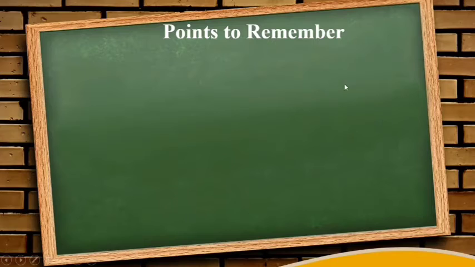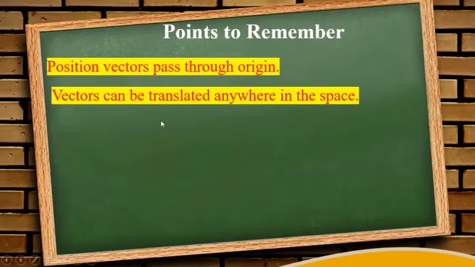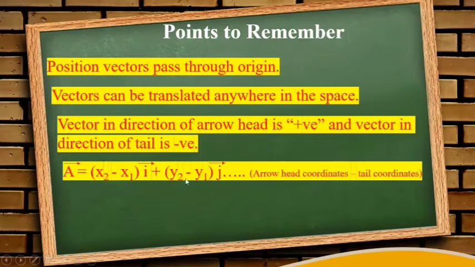Up till now we have studied these many points, out of which first is position vectors pass through origin. Next is vectors can be translated anywhere in the space. Then vector in direction of arrowhead is positive and vector in direction of tail is negative. The vector passing through two different points can be calculated by using this formula, where 2 indicates the position for head and 1 indicates the position for tail.